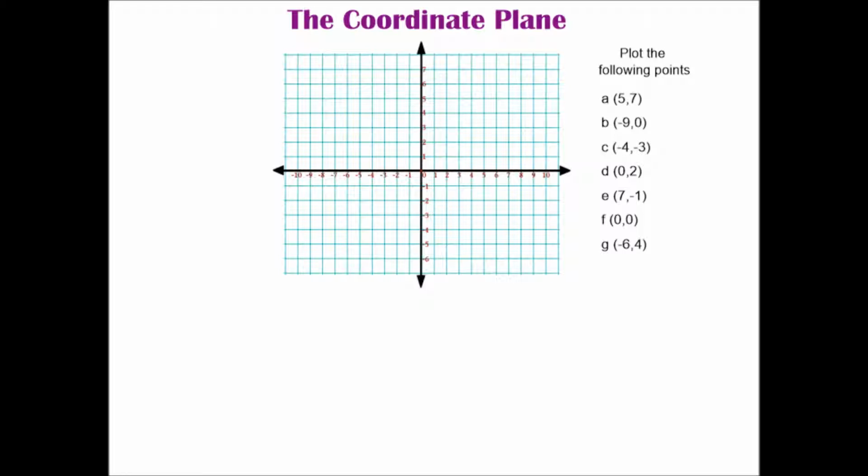Point E is in the fourth quadrant. X is positive, y is negative. Point F is the origin, point 0, 0. And point G is in the second quadrant because x is negative and y is positive.